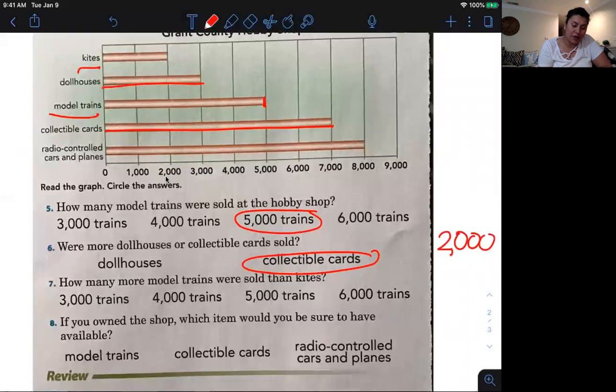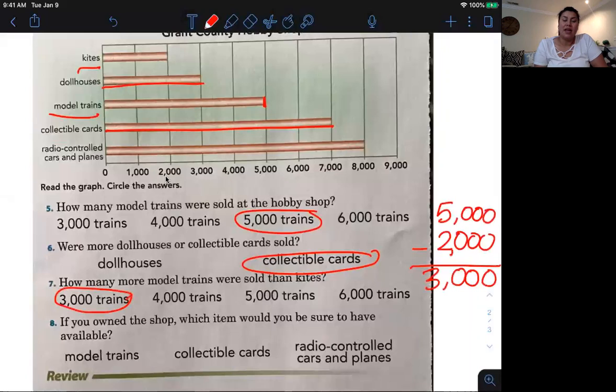And how many model trains? 5,000. So there's a difference here. 5,000 take away 2,000. Well, you can count backwards from 5 and take away 2 of them. It's 3,000. Is that an option here? Let's see. Yep, here it is, 3,000 trains.